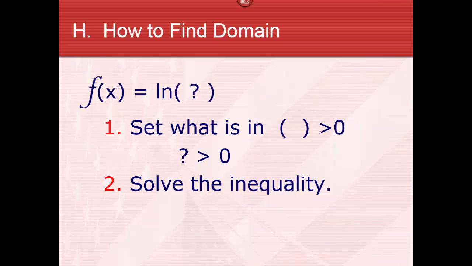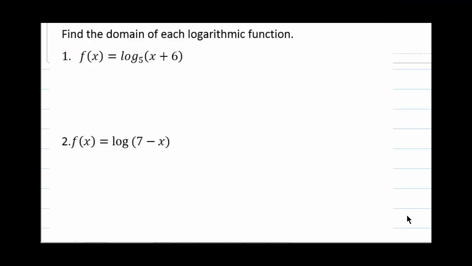How to find your domain. If you have f of x equal to some logarithmic function, say ln of something, you set whatever is in the parentheses greater than 0, because your domain has to be greater than 0. With our transformations, do we see that our domain can change based on a transformation? Absolutely. It's whatever is happening to the x. Whatever is in parentheses, you set it greater than 0. Solve the inequality.